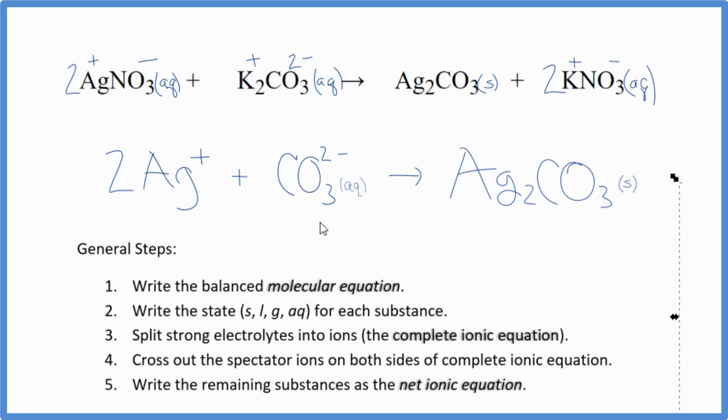So this is the balanced net ionic equation for silver nitrate plus potassium carbonate. You'll note that charge is balanced. We have 2 times 1+, that's 2+, and 2-, they add up to a net charge of 0. And then our silver carbonate, it's neutral over here, net charge of 0 as well. If you count the atoms up, they're balanced too.